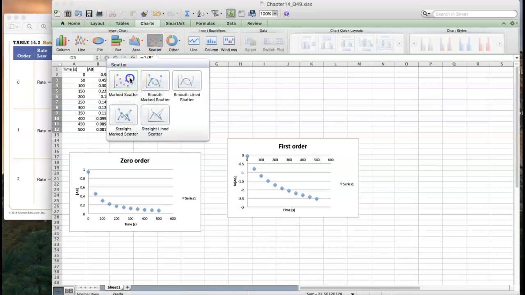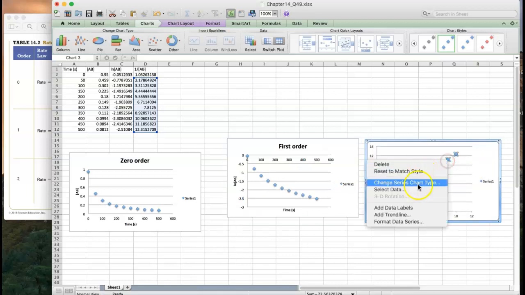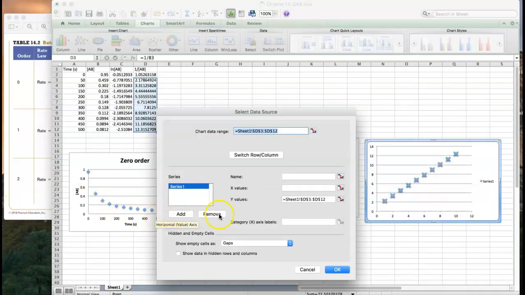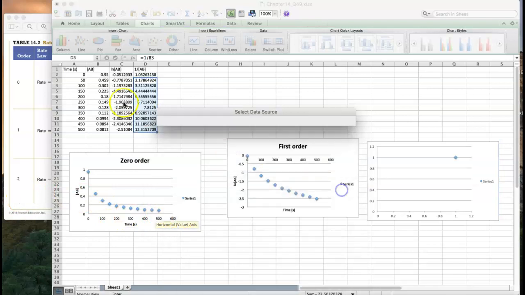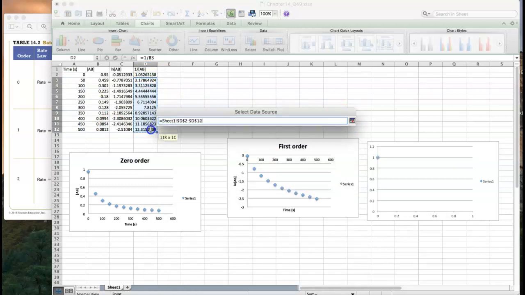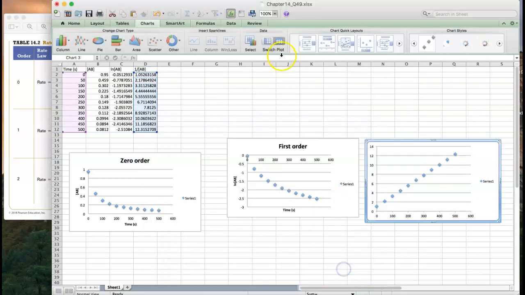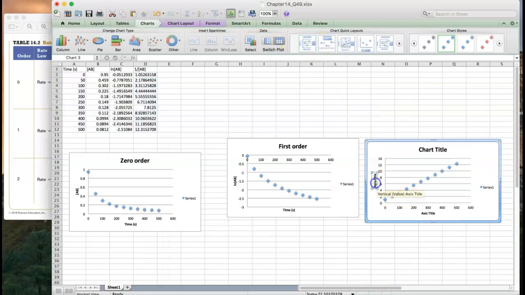I'm going to do another XY scatter. That's going to look good. I'm going to make sure that my series is good. It looks like it's already predicted it correctly for me, but I just want to double check. Y is 1 over the concentration. And we have a very nice line here. So I'm just going to label my graph and time. And this was second order kinetics.